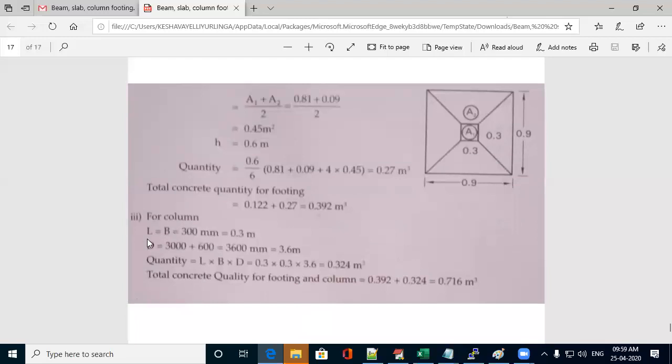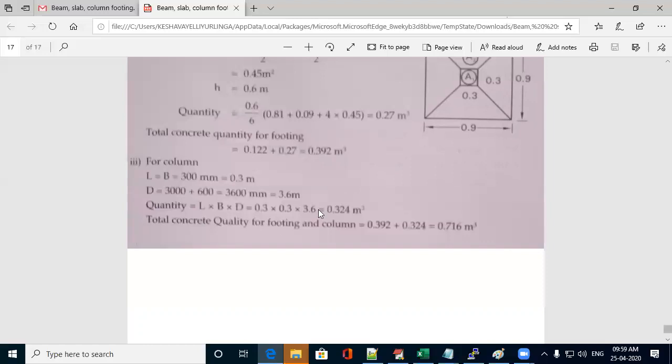For the column, length and breadth both are 0.3 meters since it is a square. Depth will be 3 meter plus 0.6 meter. So when you work out, you will get 0.324 cubic meter. I'll show this detail in the diagram. Now the total quantity of concrete comes to 0.392 for the column footing and 0.324 for the column. When you add both, you will get 0.716 cubic meter. This is the total quantity of concrete required for the construction of column along with the column footing.